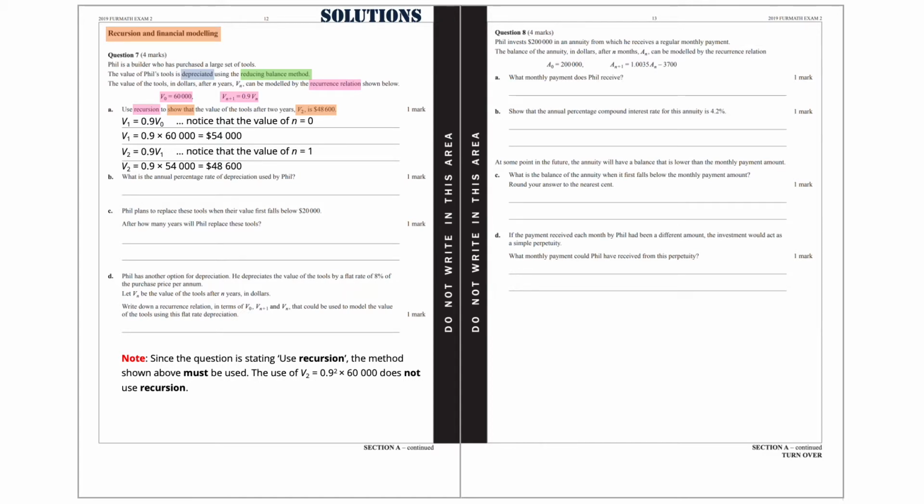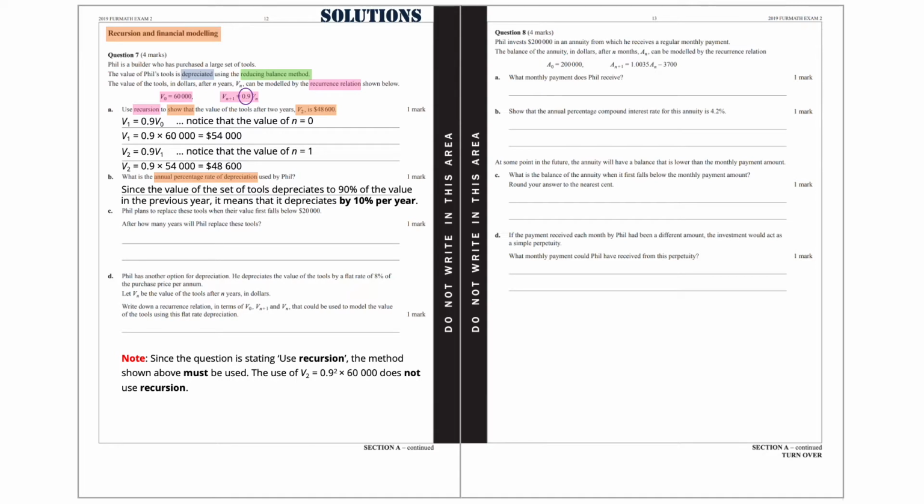Part B. What is the annual percentage rate of depreciation used by Phil? Notice the 0.9 in front of Vn. That can also be written as 90%. So, since the value of the set of tools depreciates to 90% of the value in the previous year, it means that it depreciates by 10% per year.